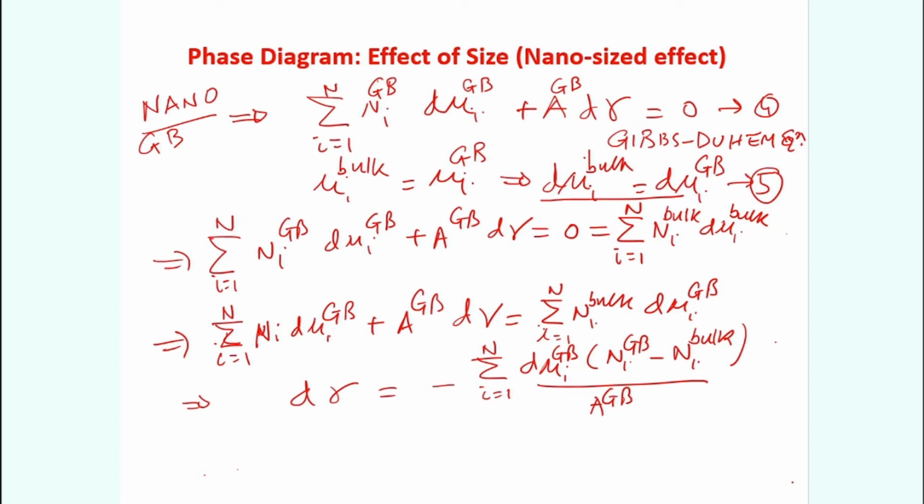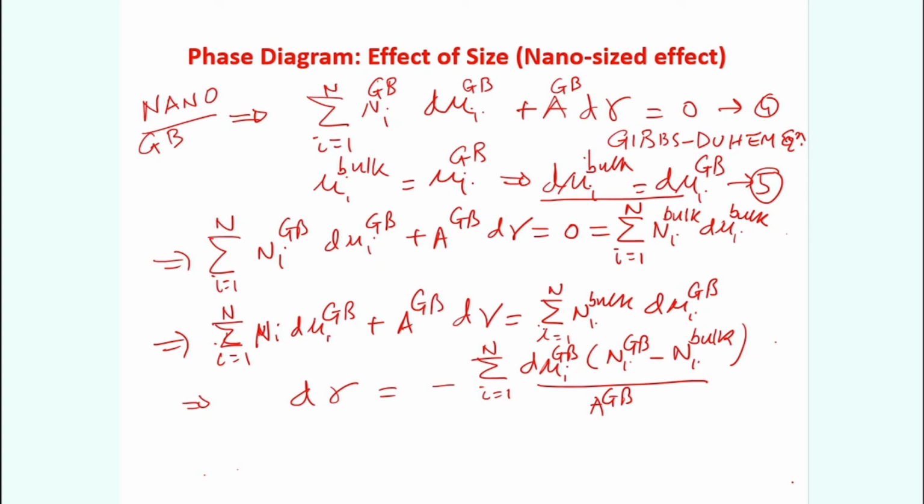You can see that finally, after doing so much maths, I could relate d gamma as a function of composition and the change of chemical potential of the grain boundary. Now my task will be to convert this change of chemical potential into composition, then I am done actually. Then I can integrate this equation and get gamma as a function of composition. How do we do that, right?